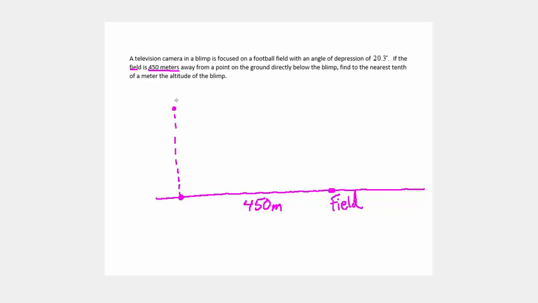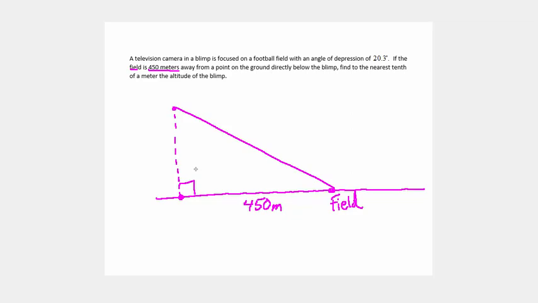Alright, so we have the blimp way up here, and of course the camera from the blimp is pointed directly at the field, so we'll draw a line of sight to connect those. Now of course this is making a perfect right triangle. I'm going to label the right angle in the bottom left corner as I have this drawn, where the point directly below the blimp is on the ground.